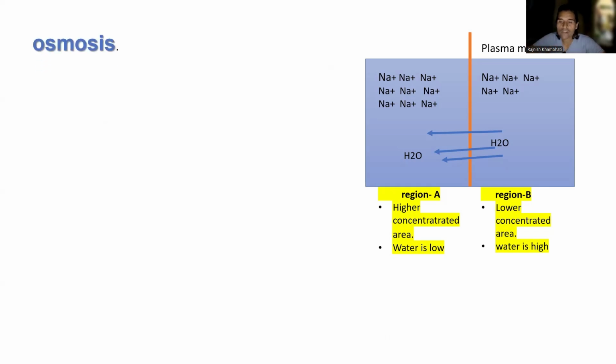Now, this phenomenon is known as osmosis. What is this? Osmosis. It is not diffusion, it is called osmosis. It means when water moves from its higher concentration to its lower concentration, it is known as osmosis.